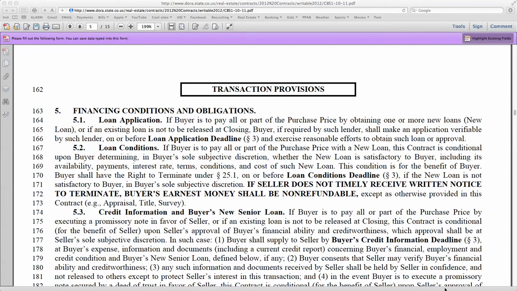5.2, loan conditions. It is up to the buyer's discretion whether or not the loan that they are applying for is satisfactory to the buyer. This includes availability, payments, interest rate, conditions, and costs of the new loan. If the buyer cannot find a loan that is satisfactory to them, they do have the right to terminate the contract on or before the loan condition deadline.